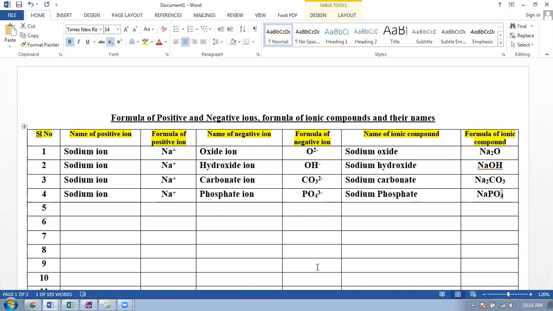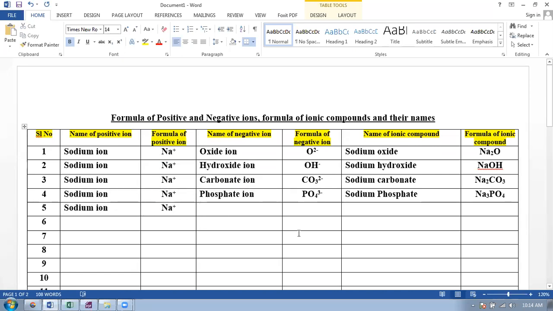Now interchange. Phosphate has 3 minus, so the 3 would become after sodium. And sodium has 1 plus, so just 1 comes here. 1 is not necessary to write.